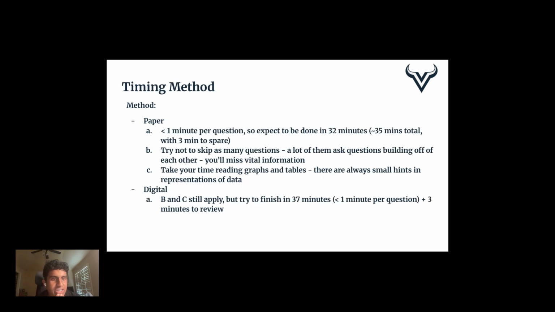Okay, so for the timing method, this is what I used. It's under 1 minute per question, so expect to be done in about 32 minutes for the paper. You have 35 minutes total, and this gives you 3 minutes to spare. You want to try not to skip as many questions because, like reading, a lot of them ask questions building off of each other. So you don't want to miss vital information or have to go back and read the context again to be able to answer that particular question.